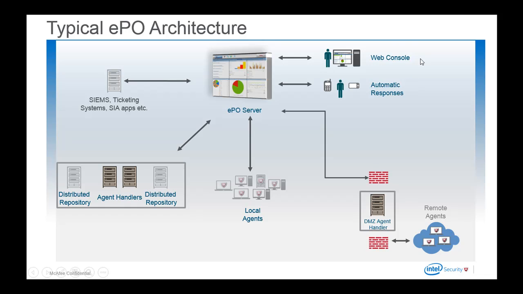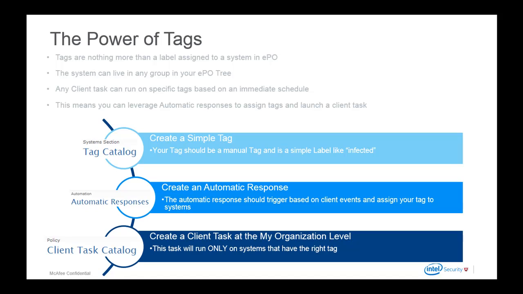And then in the upper right, we have automatic responses, a very powerful feature of EPO that allows us to take action automatically and automate some of the things that we do on a regular basis in EPO that may be normally a very manual process. And that's what we're going to talk about today. So first, let's talk about tags.